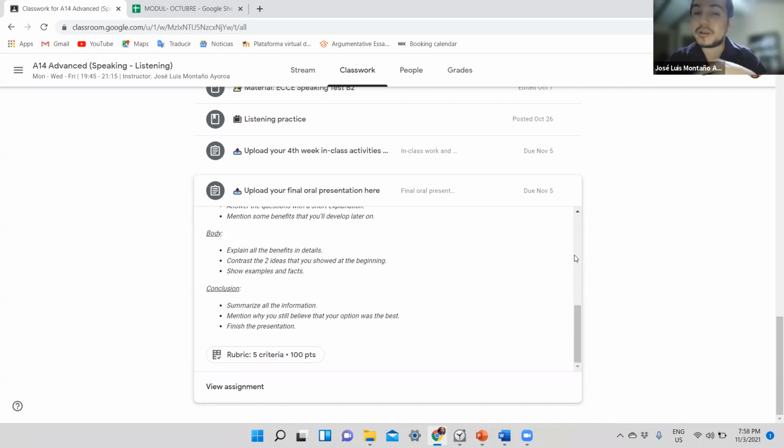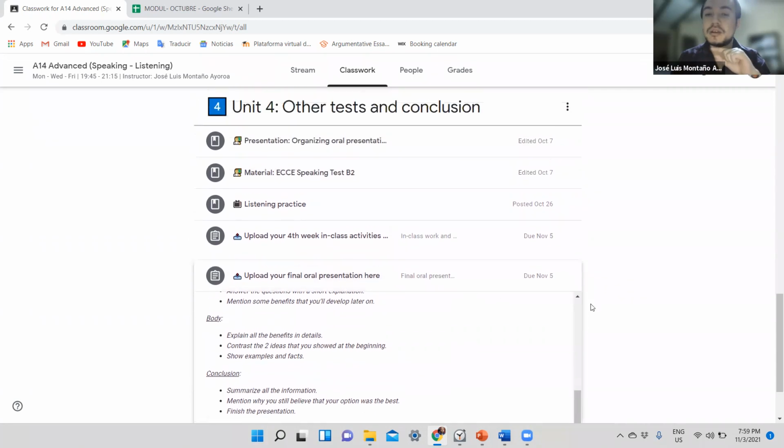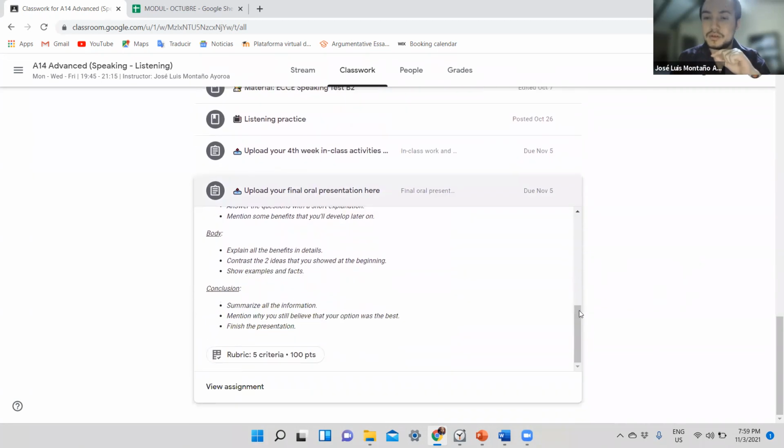But then you need to give examples, right? For example, here in my city, I read in the newspaper that this and that. So you're telling your experiences, you're giving examples to show what you're saying. Okay, now this is obligatory, so you have to do it. Sorry, I'm going to go up again.